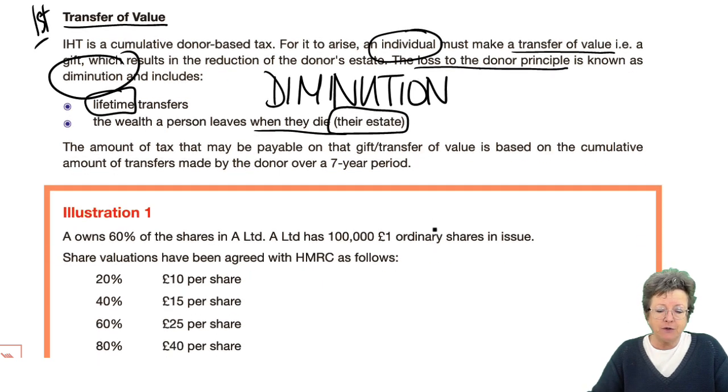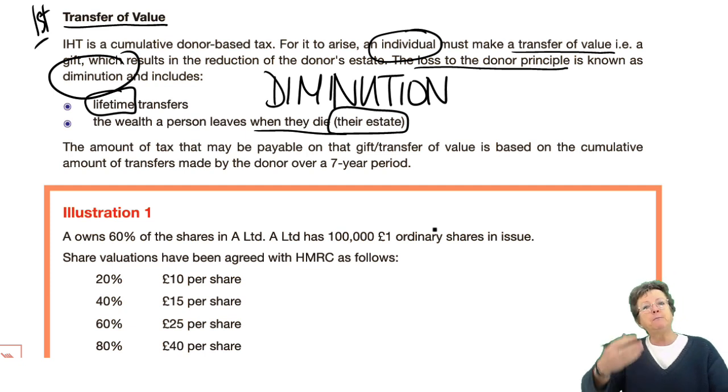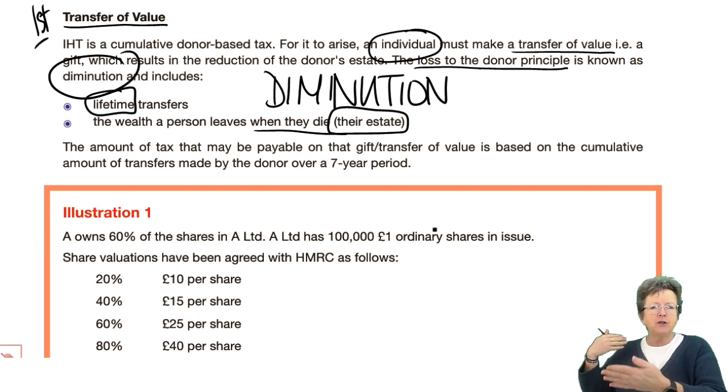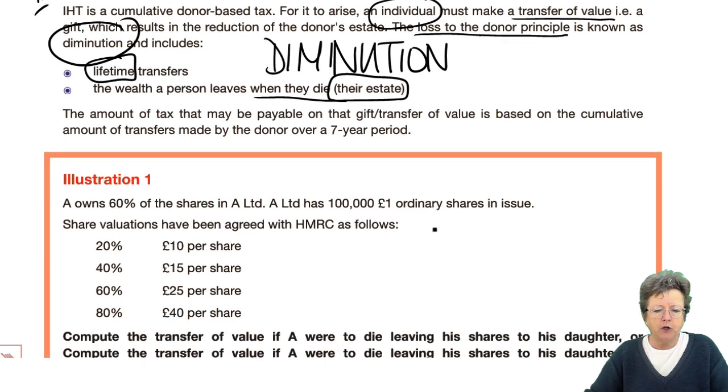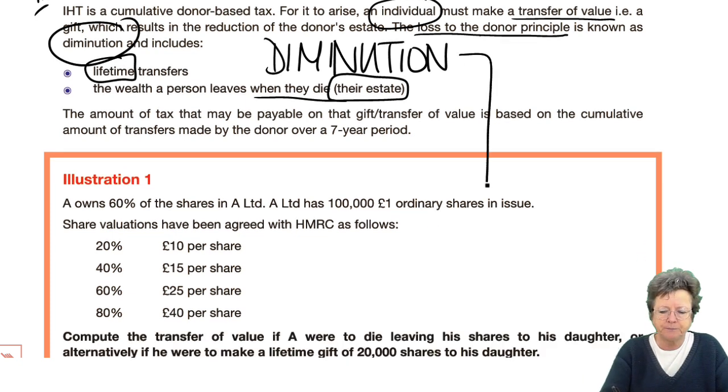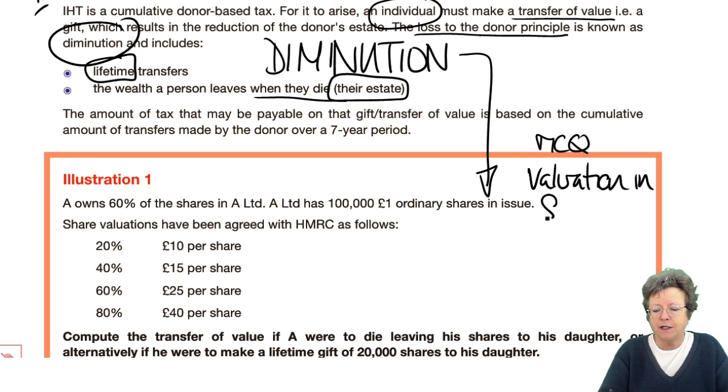Now, the amount of tax that may be payable, it's not always payable, on that gift is based on what they have paid in the previous 7 years. That's why it's called a cumulative tax. It's based on a 7-year period. Now, one of the things that we need to look at with this diminution, and this could come up as a multiple choice question, or it might come up as a valuation in a section B or C question.